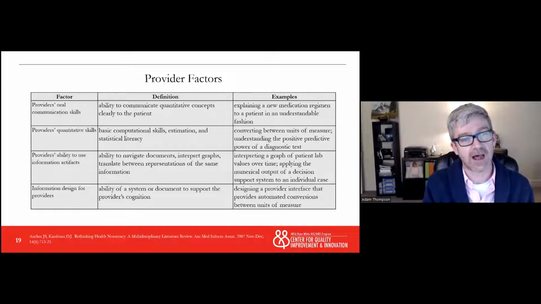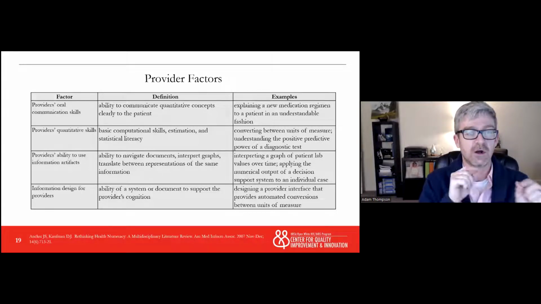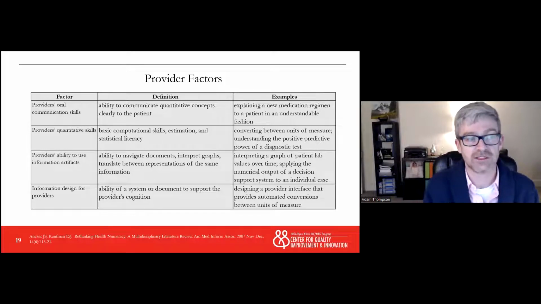So really thinking about the information design and what you want the provider to do with that, right? Those are all areas where you could do, I think, a really great and robust quality improvement project.